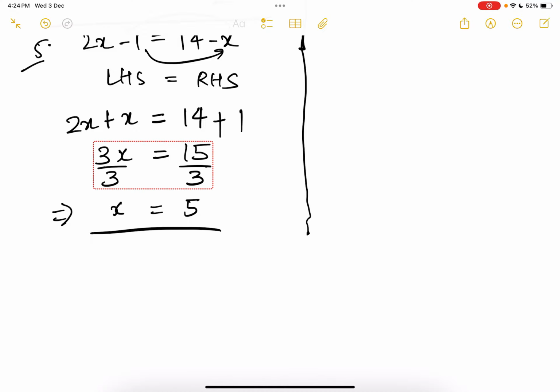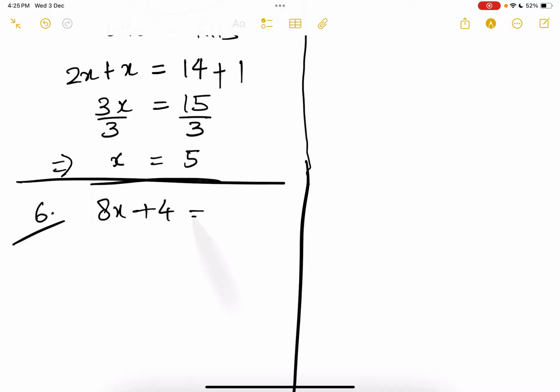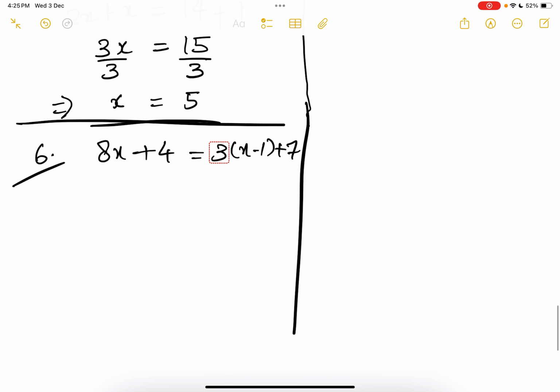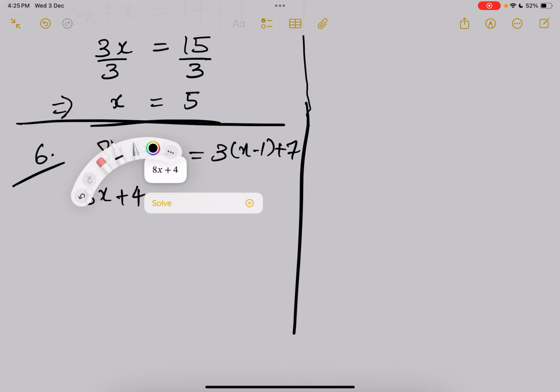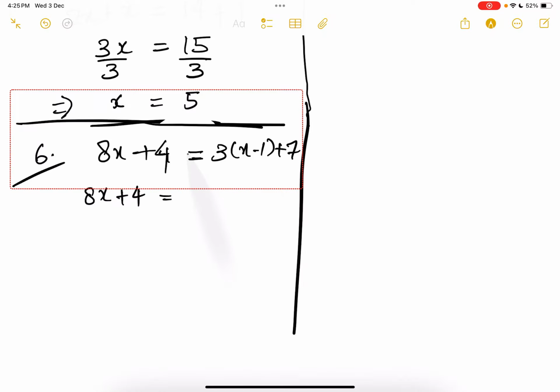Next question. A little bit complicated, it may seem to you, if you don't know about multiplication, but I'll teach you here in this question only. 8x plus 4 is equal to, now you see, I have written it right now. Why didn't we make the arrows and all? Because we don't have a single x term. It is in brackets, it is in multiplication. First we need to solve that.